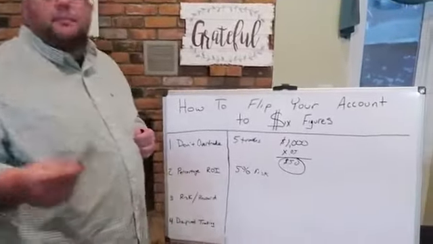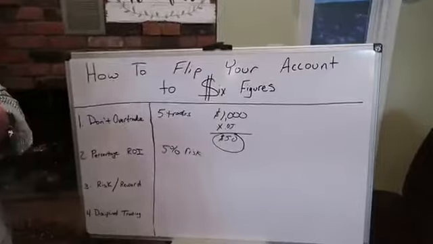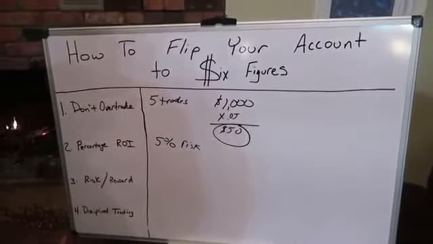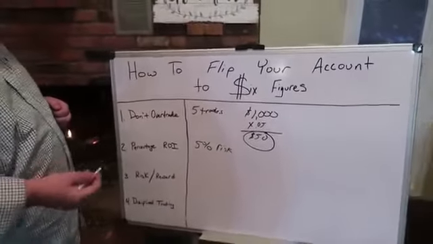If I do 5%, that means I would have to lose 20 straight trades in order to blow my account, okay? Which doesn't happen. If you lose 20 straight, you're doing something wrong.